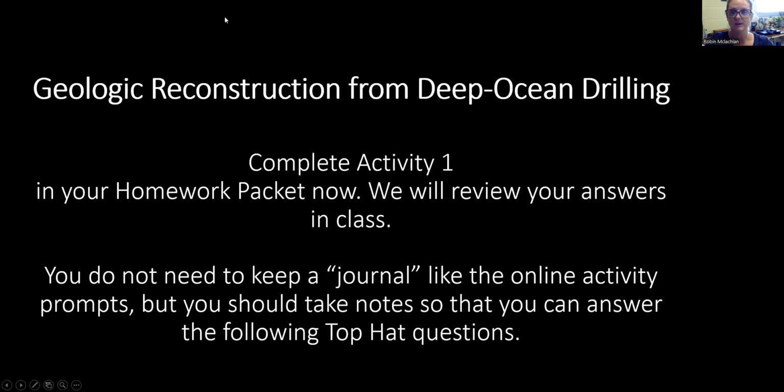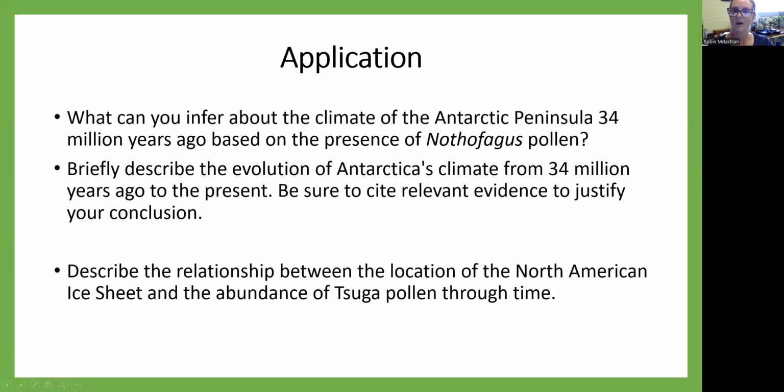And then answer the application questions, which are, what can we infer about climate of the Antarctic Peninsula 34 million years ago, based on the presence of the pollen you're looking at? And briefly describe the evolution of Antarctic's climate from that time to today, right? How has the climate changed over time? Be sure to cite evidence from the data set that you're looking at and be specific. And then I also want you to, based on your second activity, describe the relationship between the location of the North American ice sheet and the abundance of this type of pollen through time. All right, so there'll be open response questions.